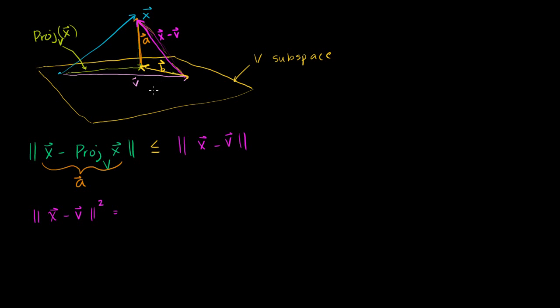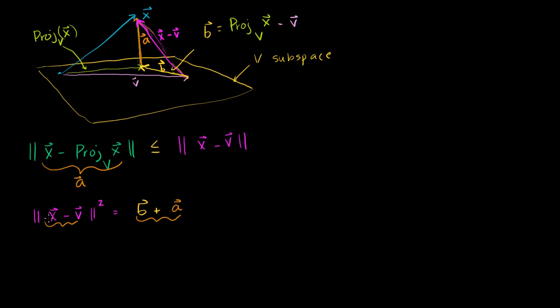Now, what is b equal to? Well, b is equal to this green vector, which is the projection of x onto v, minus this mauve vector, minus v. That's what b is. So we could write x minus v as being equal to the sum of the vector b plus the vector a. So x minus v is equal to b plus a.